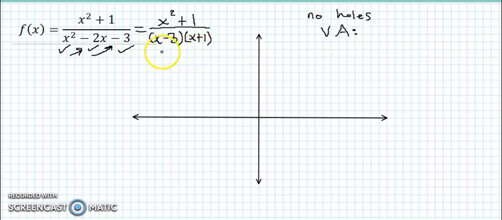When you set each of those factors in the denominator equal to 0, since neither one cancels, those are both going to correspond to vertical asymptotes. So if you set x minus 3 equal to 0, you get x equals 3. If you set x plus 1 equal to 0, you get x equals -1. So I'm going to go ahead and draw those, or I'll put some hash marks on the axes here as well while I'm at it.